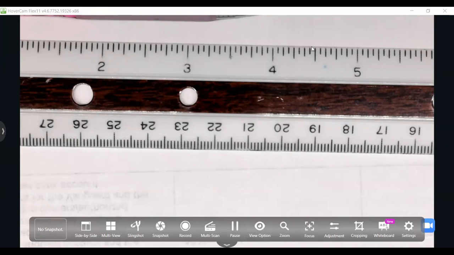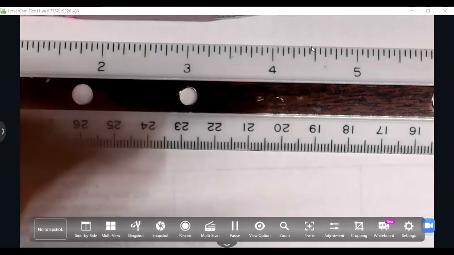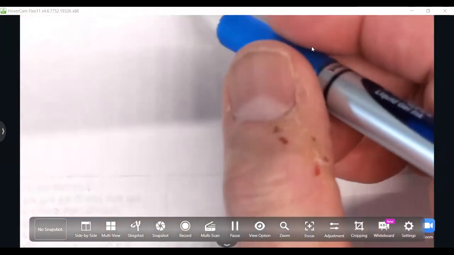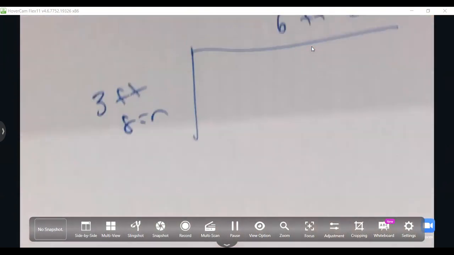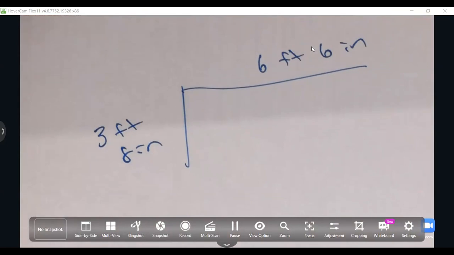Then we give them a problem like this. We say, okay, students, before you go for recess, I want you to figure this problem out. Your parents measured 2 walls, and this one was 3 feet 8 inches, and this side was 6 feet 6 inches. What's the total of that distance?